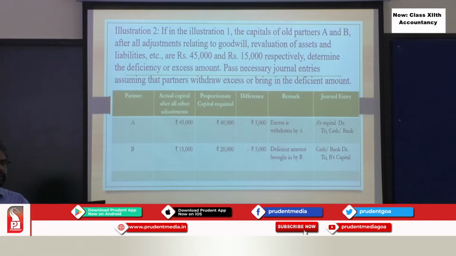Illustration 2. If in illustration 1, the capitals of old partners A and B, after all adjustments relating to goodwill, revaluation of assets and liabilities, etc., are rupees 45,000 and rupees 15,000 respectively, determine the deficiency or excess amount. Pass necessary journal entries assuming that partners withdraw the excess amount or bring in the deficient amount.